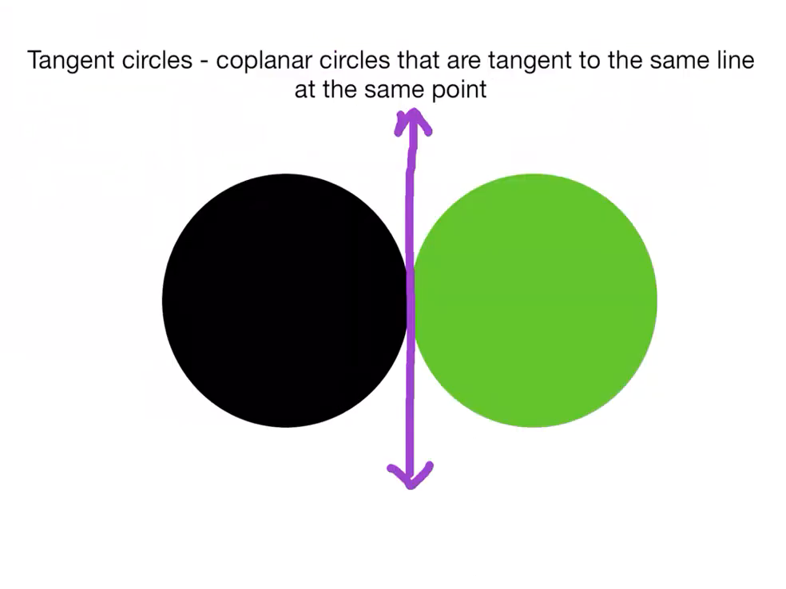Here we have another definition and a little drawing underneath to explain it. It says tangent circles are coplanar circles, circles that are in the same plane, that are tangent to the same line at the same point. So you have these two circles, this black circle that I have and this green circle that I have. They are tangent to the same line at the same point of tangency. So these are said to be tangent circles.